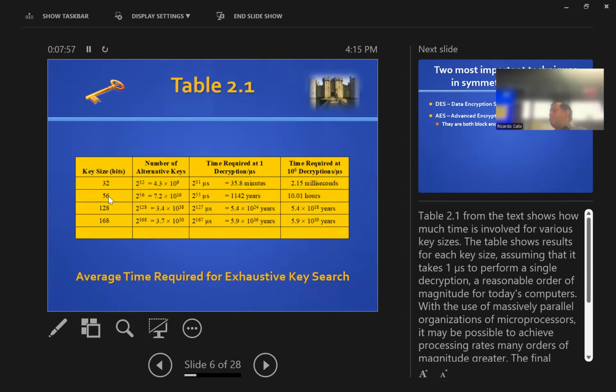So here's an example, a table of how long it takes to break a key. The bigger the key, the longer it can take because of so many permutations, right? You've seen this in your math classes. A key size of 32 might take 2 milliseconds on a very powerful computer, but one of 168 will take how many years that is.